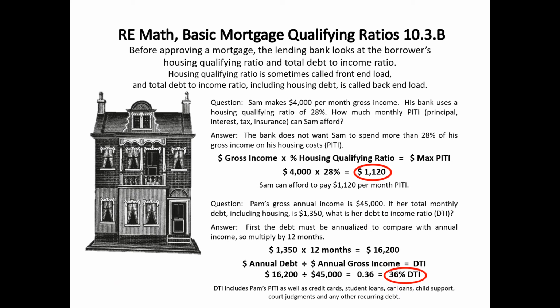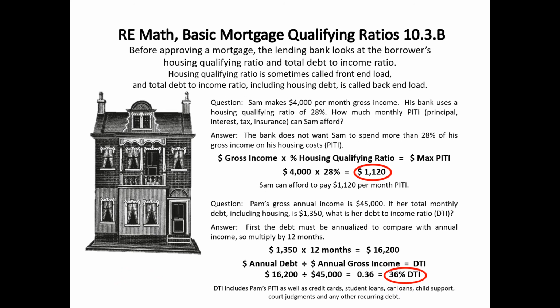Next question. Pam's gross annual income is $45,000. If her total monthly debt, including housing, is $1,350, what is her debt-to-income ratio, which is sometimes abbreviated as DTI? First, the debt must be annualized to compare with annual income, so multiply by 12 months. Take the $1,350, multiply by 12 months, and you get $16,200.